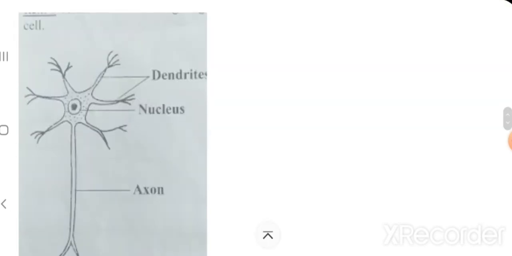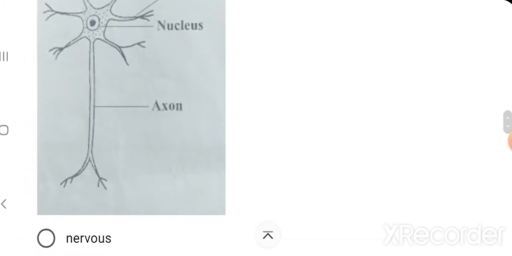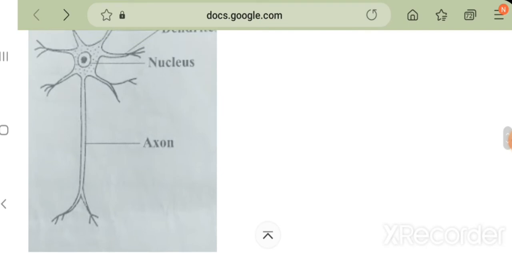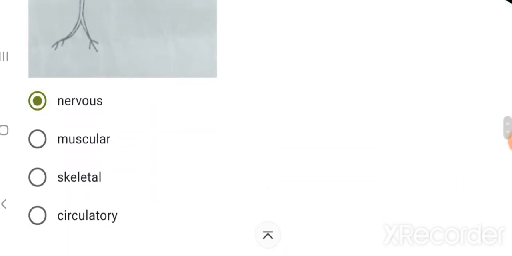In which system of the body is this cell found? Look at it very carefully. You see axon, there's a clue. Is it the nervous system, the muscular, skeletal, or circulatory? Good. It is the nervous system. Next question.